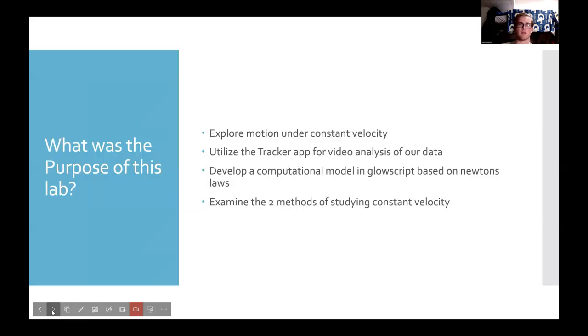So what was the purpose of this lab? The purpose of this lab was to explore motion under a constant velocity. Doing that, we utilized the Tracker app for video analysis of our data. We developed a computational model in GlowScript based on Newton's laws, of which the two we focused on were the first and second, but mainly the second for this experiment. Examine the two methods of studying constant velocity.